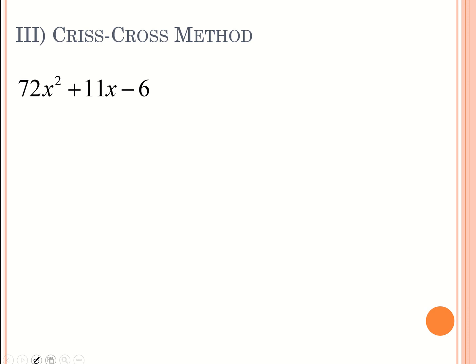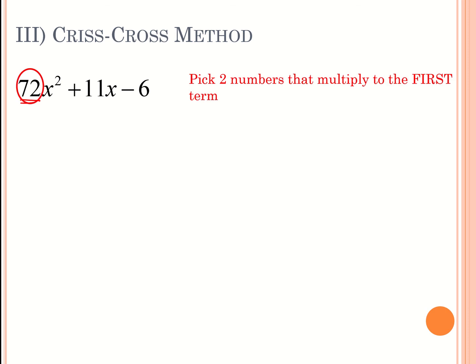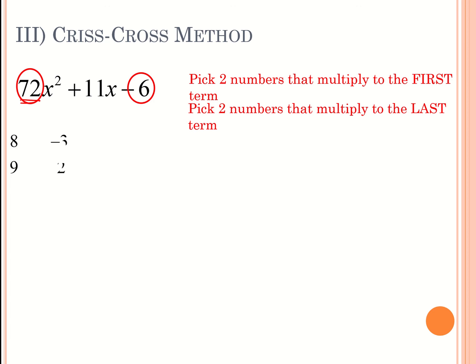So what you do then is you look at the first number, 72, and you want to pick two numbers that multiply to 72, and you want to start off with two numbers that are as close to each other as possible. So I picked 8 and 9 because they're the closest numbers that multiply to 72. Same thing with negative 6. I picked negative 3 and 2 because one of them has to be negative.